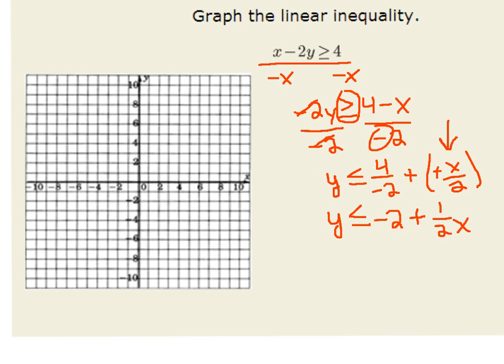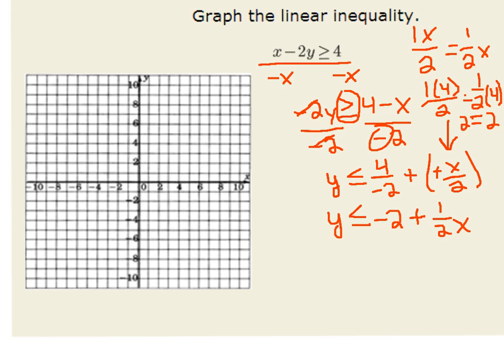And I'll show you this up here. So x over 2, that's the same as 1x over 2. So that's equal to 1/2 x. And we can prove that. Let's say x is 4. On this side we'd have 1 times 4 over 2 is equal to 1/2 times 4. 4 over 2 is 2, and that is equal to 1/2 of 4 is 2. So these two here are the same.